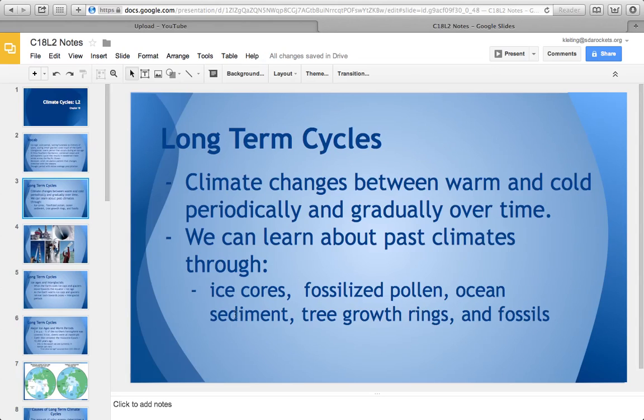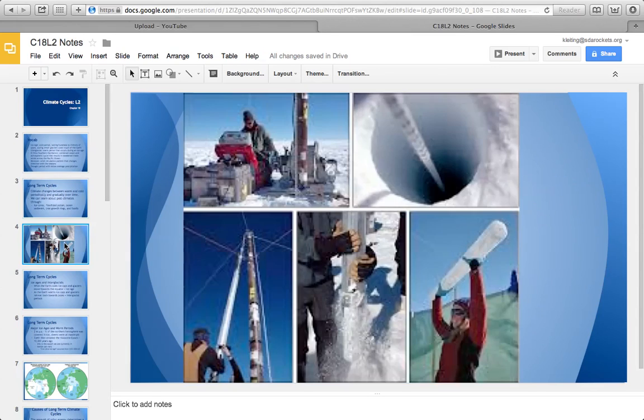Ocean sediments, same thing, we can analyze what's in those ocean sediments to tell us about climate. Tree growth rings can tell us whether or not we got a lot of rain in a certain year, depending on how much a tree grew in that year. And fossils can tell us what kind of animals or plants were living during a specific time, and that can tell us a lot about the climate.